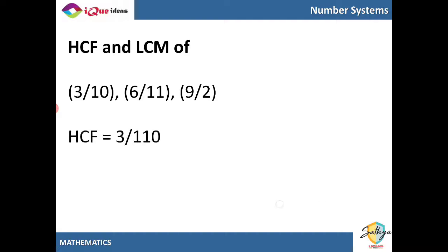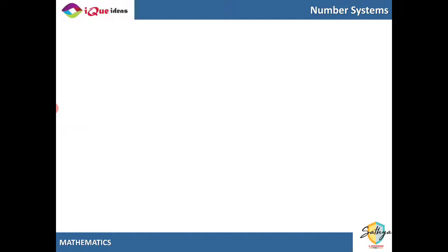If you did your calculations right, the HCF should be 3 divided by 110 and LCM is 18 divided by 1. So that is pretty much the basic concepts of HCF and LCM. Let's take a look at a couple of examples using these things.